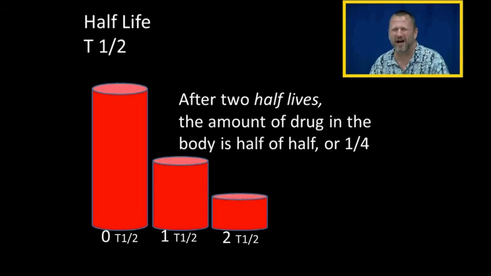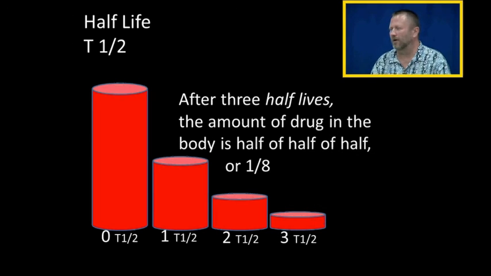After 2 half-lives, the amount of drug in the body is half of that half, or 1/4, meaning 3/4 of the drug have been eliminated after the second half-life. After 3 half-lives, the amount of drug in the body is half of the half of the half, meaning 1/8, meaning 7/8 of the drug have been eliminated.